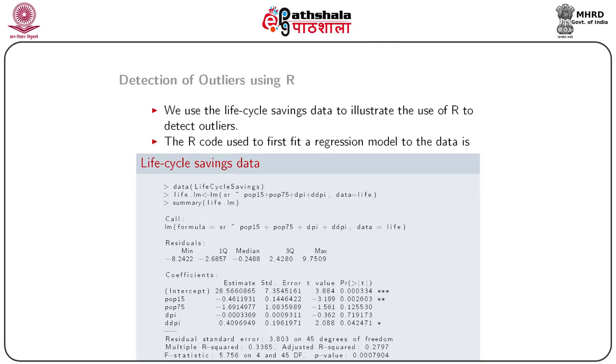We have their standard errors and the corresponding p-values. And the p-values suggest that out of the 4 explanatory variables, population 15, population 75, DPI and DDPI, only population 15 is significant at 0.01 level of significance.